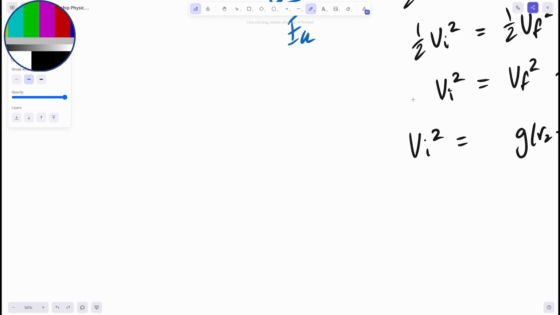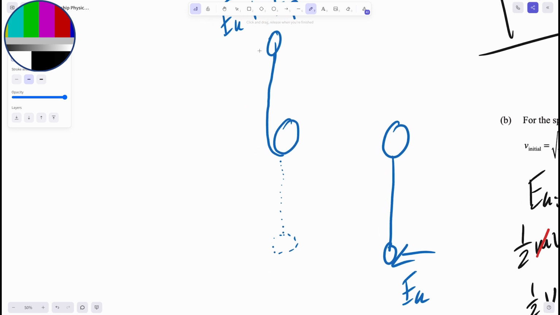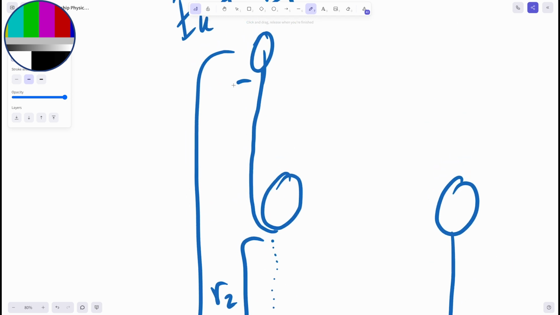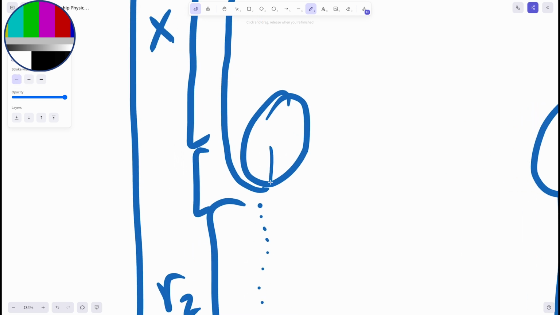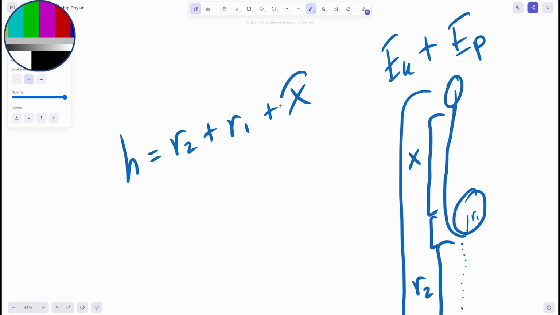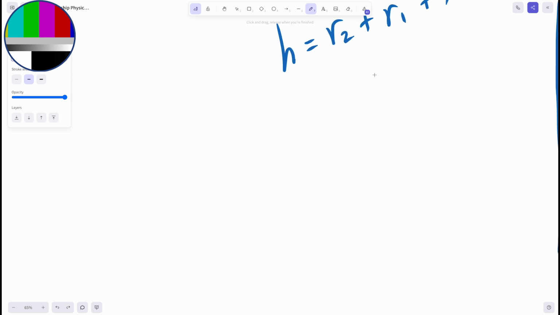If we go back to our diagrams, the h value is the total change in height of the ball. So if we, in this diagram, put our before state as a dotted line, like this is going to be our h. We know that this distance here is r2, and we also know that this distance here is our x, which we defined before. And now this gap right here is our radius of the pole, which is r1. And so therefore, our height is equal to r2 plus r1 plus our x value. Now our x value is what we defined before, which is this right here. And so we can sub that in.